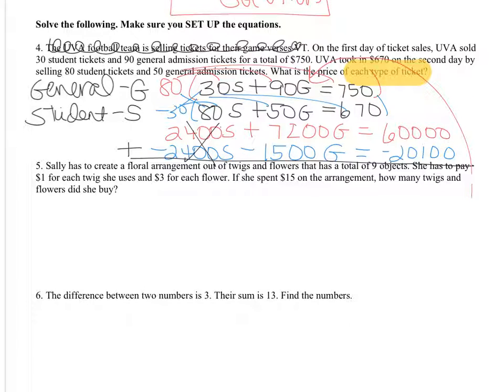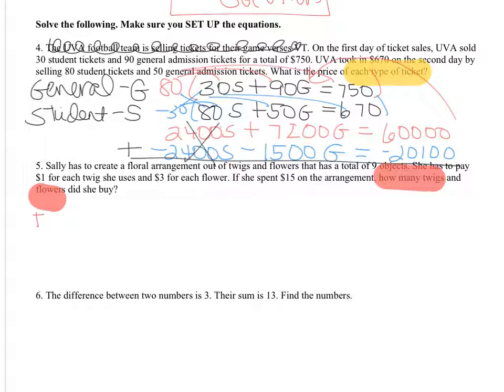So Sally has to create floral arrangements out of twigs and flowers that are a total of 9 objects. She has to pay $1 for each twig and $3 for each flower. She spent $15 on the arrangements. How many twigs and how many flowers did she buy? So I want to highlight what I'm looking for. Notice my word problem is pretty small. I don't really have any useless information. So I cannot highlight more than 4 words. So how many twigs and flowers?